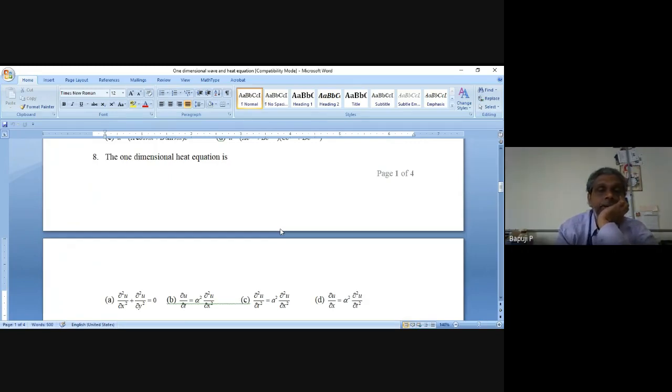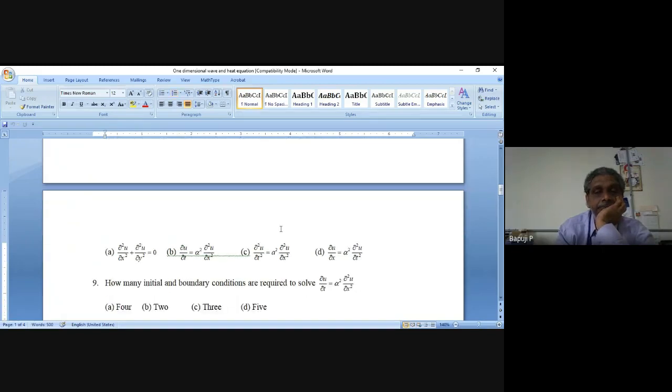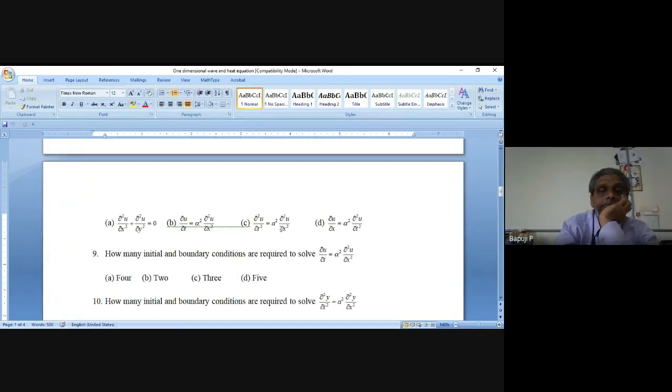Then the one dimensional heat equation is here, you see, which is the one dimensional equation, tell me. ∂²u/∂x² is the Laplace equation. ∂u/∂t = α² ∂²u/∂x². Then the next case is what? ∂²u/∂t = α² ∂²u/∂x². ∂u/∂x = α² ∂²u/∂t², which is the correct equation.